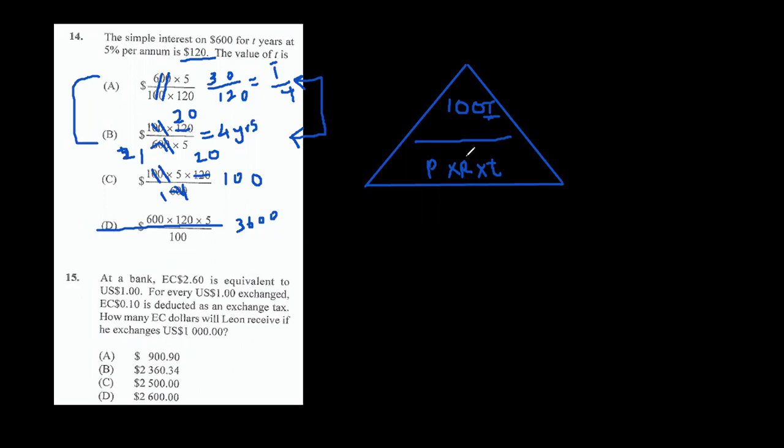So what you do is, if you want to find what any one of these are, you're going to put your finger over the one that you want to find. Okay? And the rest of the triangle gives you the formula. So T is equal to 100I all over P times R.